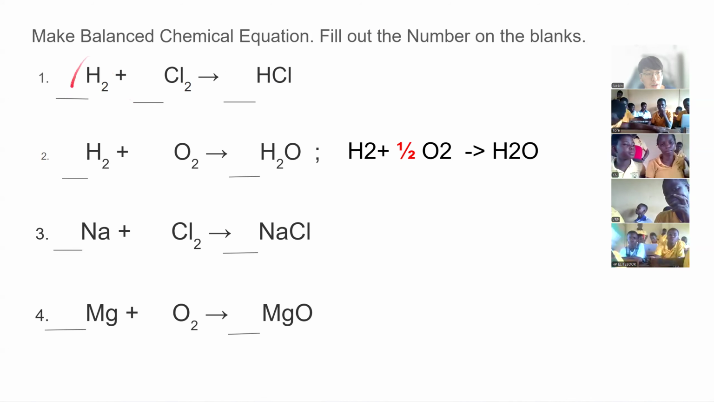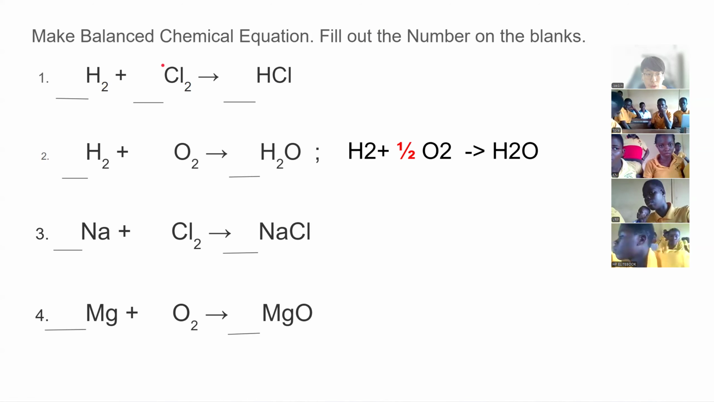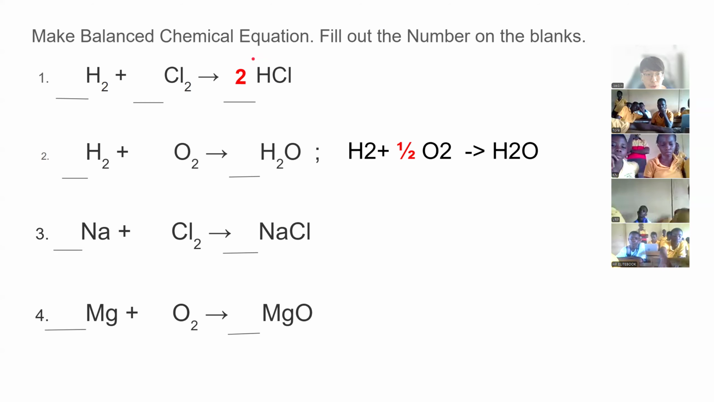Well, on the left side we have 2 hydrogen atoms and 2 chlorine atoms, but we only have 1 hydrogen and 1 chlorine on the right. So what we need to do is put a 2 in front of HCl, and this balances it because we then have 2 hydrogen and 2 chlorine atoms. For the other coefficients, you can just put 1, because it's already balanced once you put 2 on the right. That balances it.